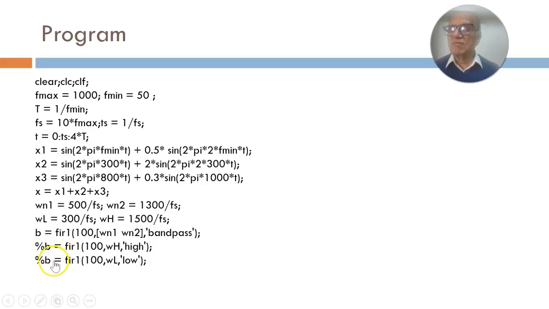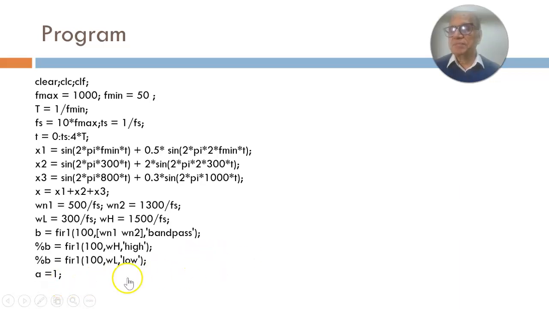So you choose one of these by appropriately selecting any of these statements. But as I said, you can write a better program by using case statements, etc. So the user can specify whether it is high pass, low pass or band pass. Anyway, this is the way it is done in order to demonstrate.